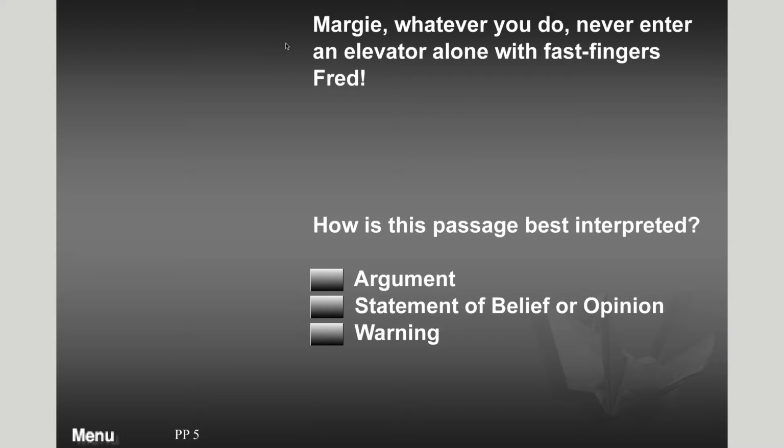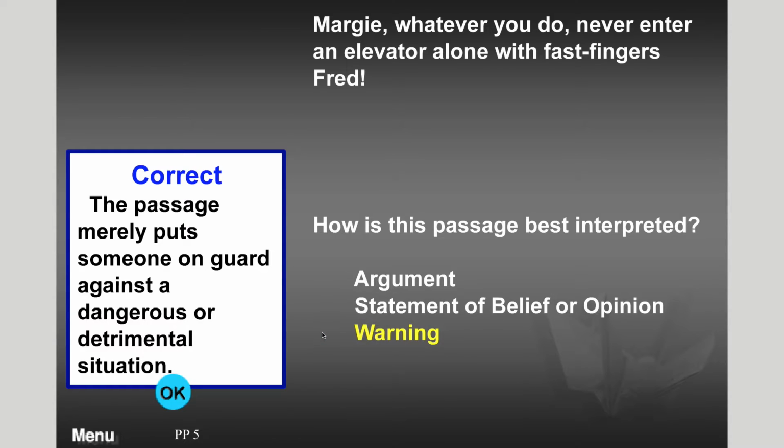No, this is merely one sentence, right? It's not a statement of belief or opinion, right? Although an opinion certainly, the friend of Margie certainly has an opinion about Fred, it's a warning, right? The passage merely puts someone on guard against a dangerous or detrimental situation.